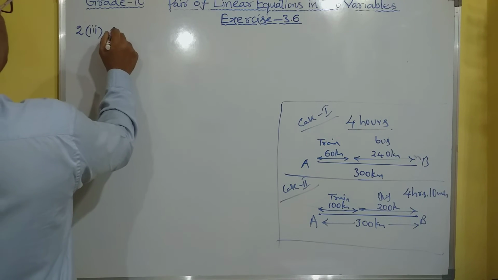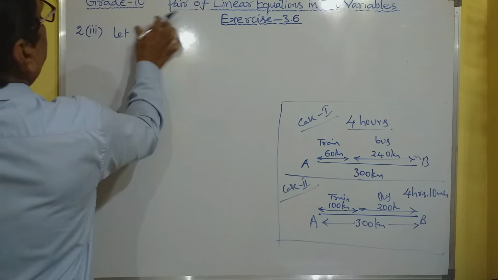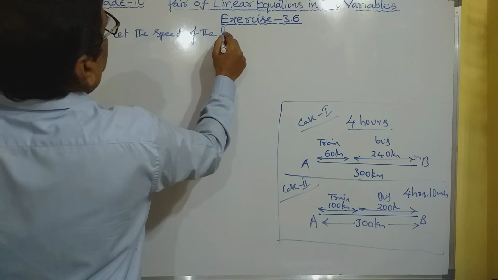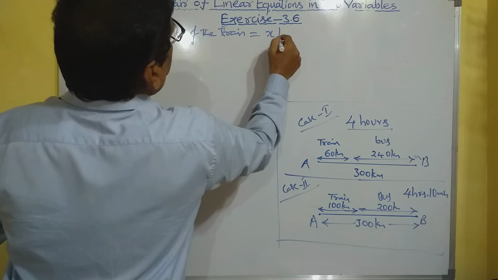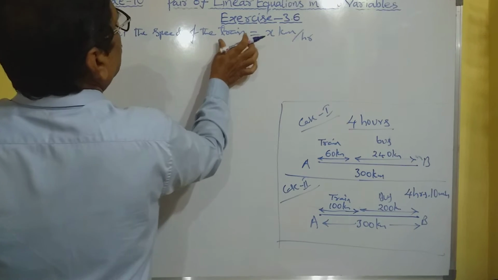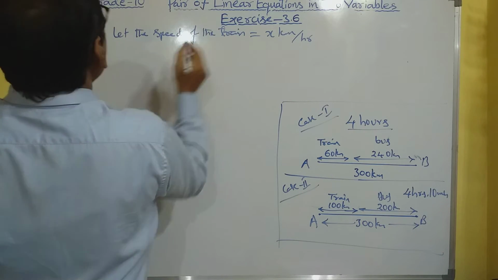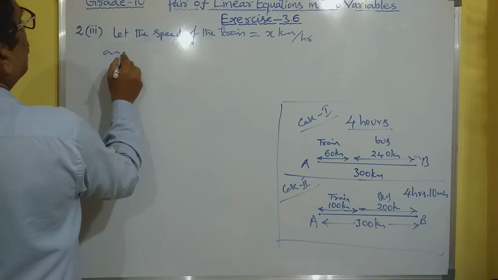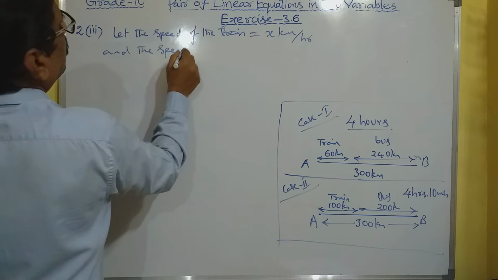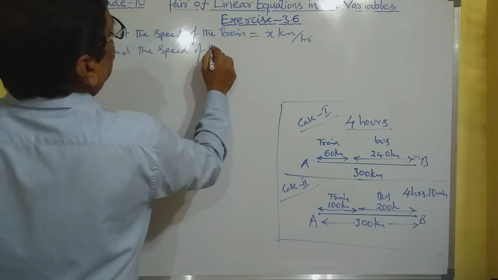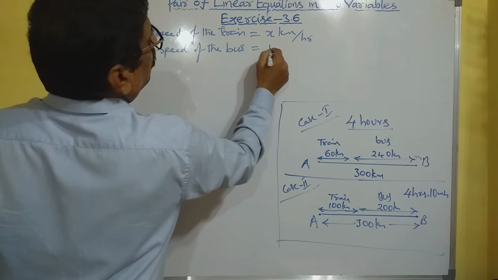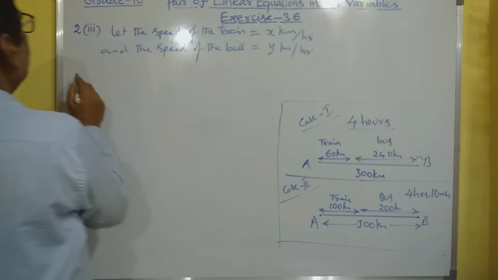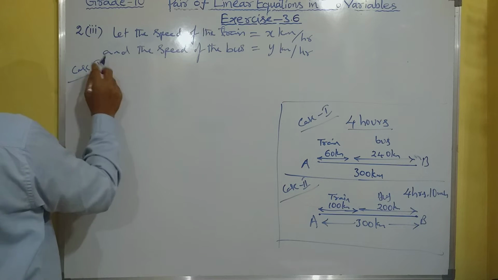So let the speed of the train be x kilometers per hour, and the speed of the bus be y kilometers per hour. Okay. So therefore, now case 1, what is the case 1?